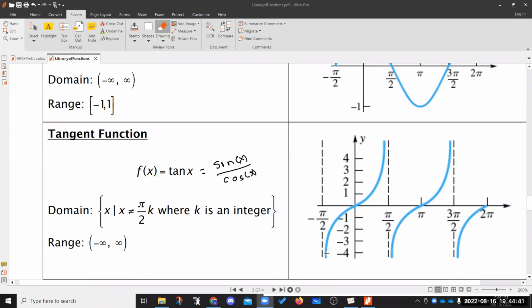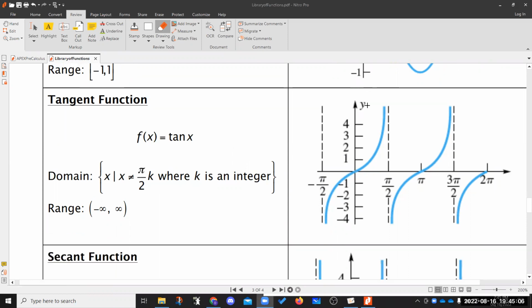We see that it's going to go to negative infinity and to infinity. It's not going to be stuck between negative 1 and 1 for its range. And its domain is going to be all x values such that x is not equal to an odd multiple of pi over 2, k is an integer. Right?